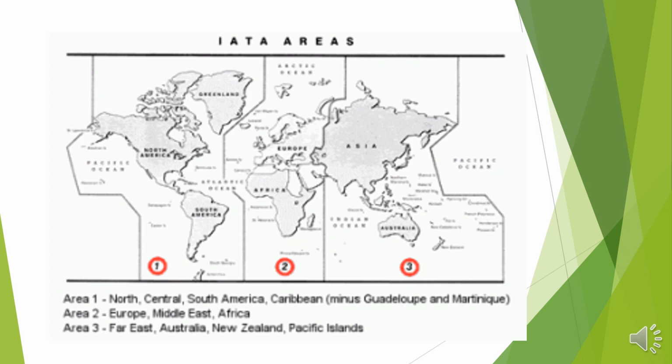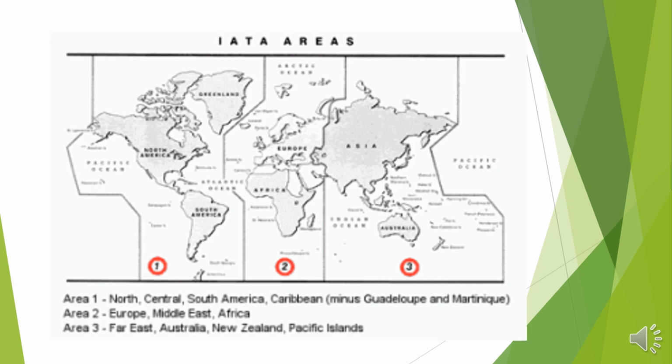As you can see on the map shown here, it's very easy to remember these areas. The whole of America is TC1. So you talk of North America, South America, Central America, and all the islands in the Caribbean Sea will constitute TC1. When you come to TC2, it is the whole of Europe, the whole of Middle East, and the whole of Africa.